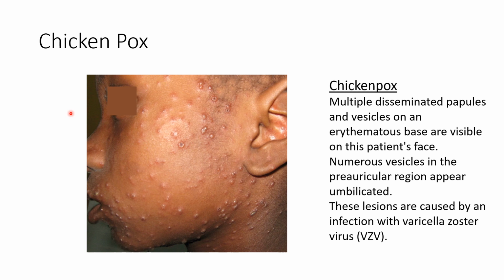Multiple disseminated papules and vesicles on an erythematous base are visible on this patient's face. Numerous vesicles in the pre-auricular region appear umbilicated. These lesions are caused by an infection with varicella zoster virus.